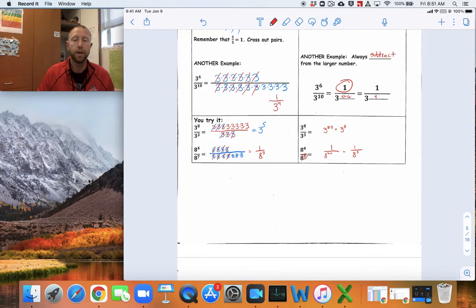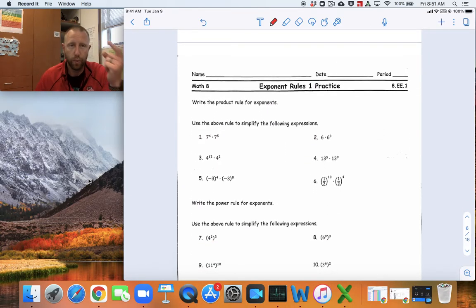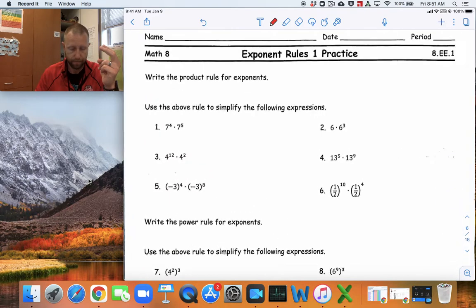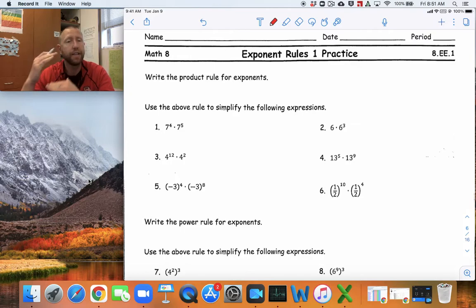Okay, so you guys are going to try out those 3 rules. When I'm multiplying 2 numbers together that have the same base, I can add their exponents. When I am looking at an exponent being raised to another exponent, so a power to a power, I multiply those exponents. And when I'm dividing 2 numbers that have the same base, I can subtract their exponents.